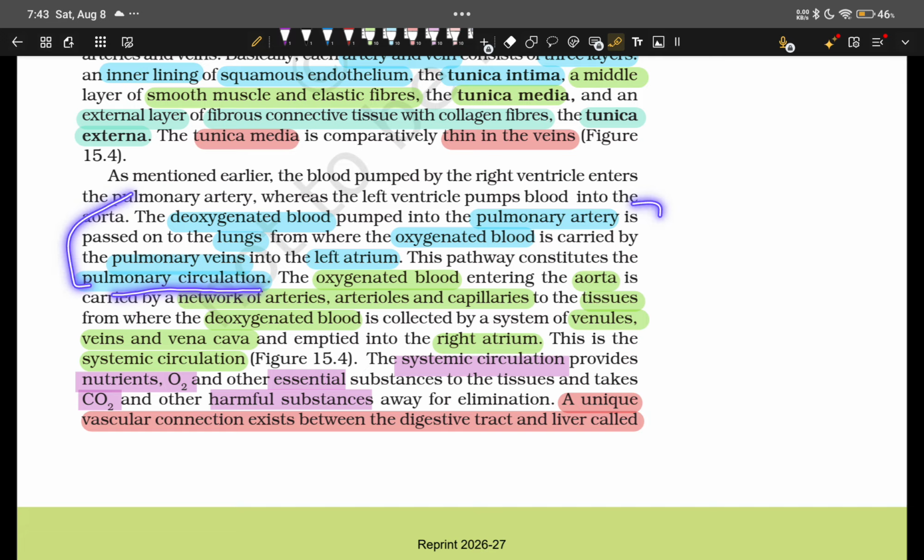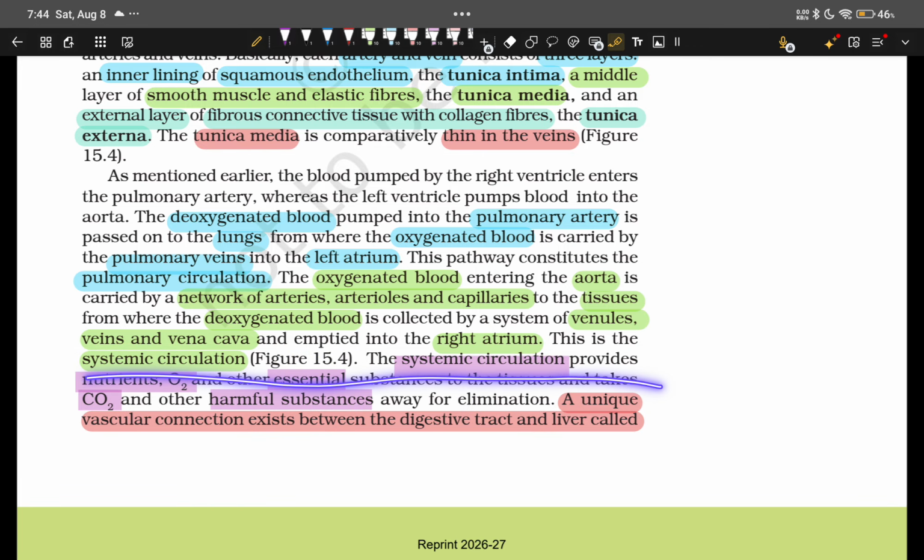Oxygenated blood enters the aorta and goes through a network of arteries, arterioles and capillaries to the tissues, from where deoxygenated blood is carried by venules and the vena cava to the right atrium, and then it's pumped again. This is called systemic circulation, which takes place between the tissues and the heart, while pulmonary circulation takes place between the lungs and the heart. Systemic circulation provides nutrients, oxygen and essential substances to the tissues, and takes away carbon dioxide and harmful substances for elimination.